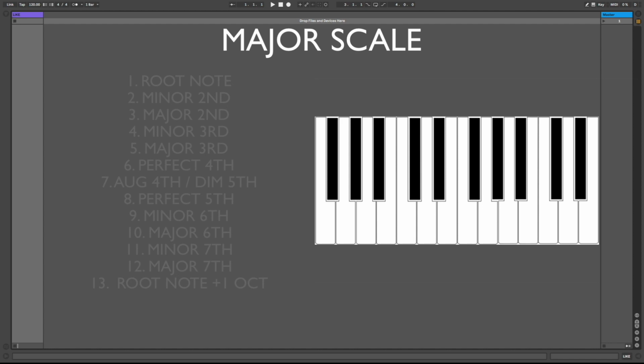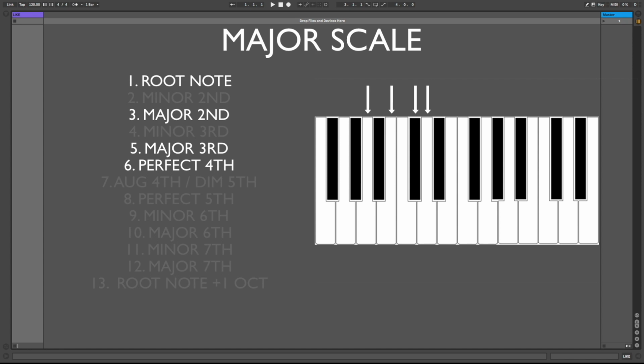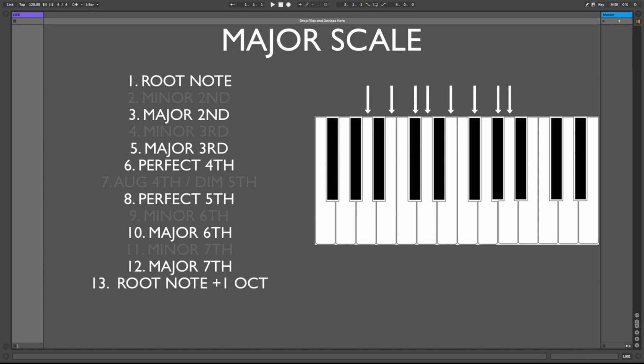Now they are both diatonic scales and they are made up of 7 notes. And the word diatonic in music just implies that this scale contains 7 notes. So whenever you read about diatonic scales, it means 7-note scales. Now, the formula of the major scale is the following. Root note, major second, major third, perfect fourth, perfect fifth, major sixth, major seventh, and perfect octave.